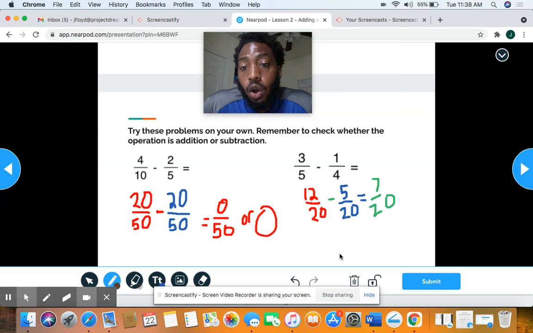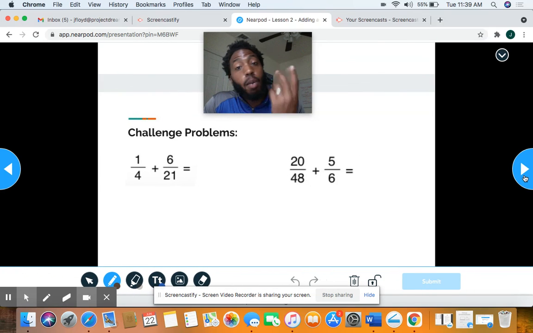And then over here, we know 12/20 minus 5/20 equals 7/20. I want you guys to remember the common denominator strategy. We want to have our denominators common, the same denominator, the common denominator strategy. All right, we're almost done here, y'all.